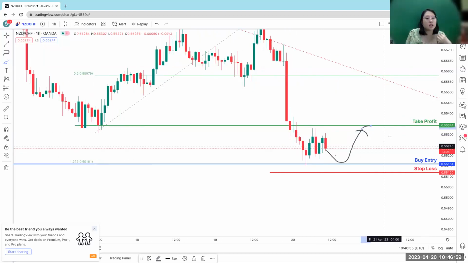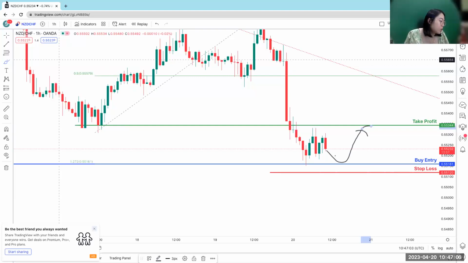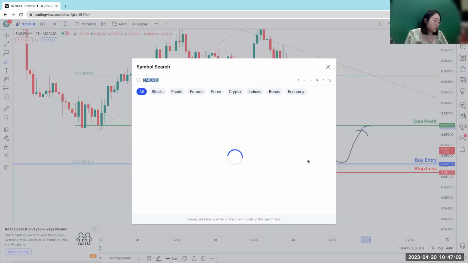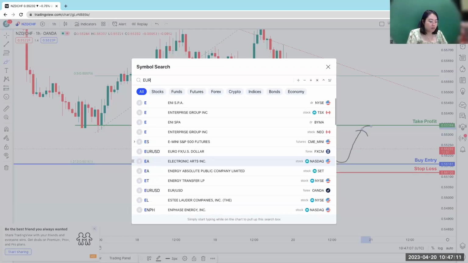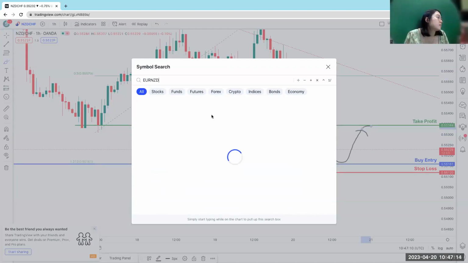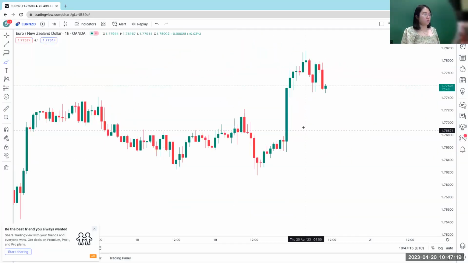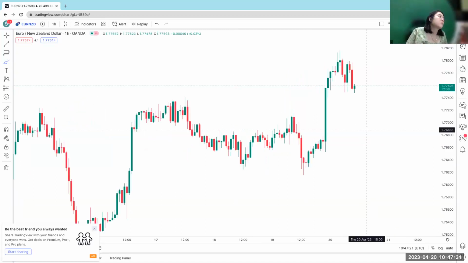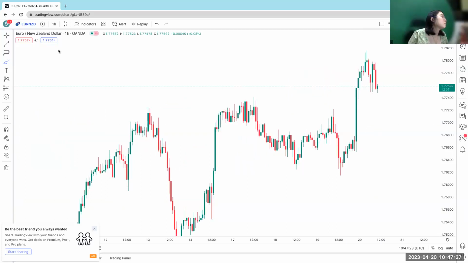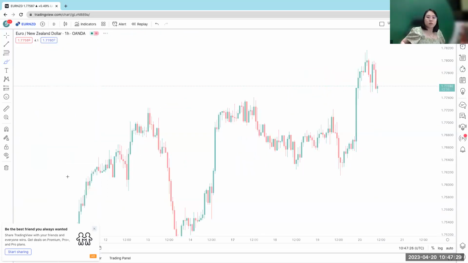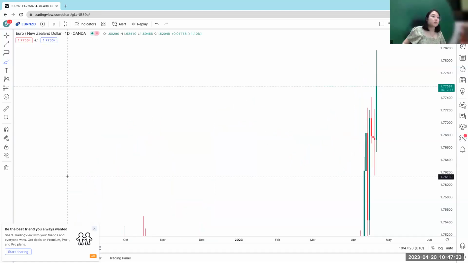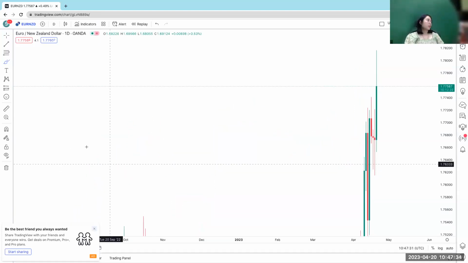Okay, so this is what I'm calling for NZD CHF. The next one I'm looking for is EUR NZD. Very, very long week.